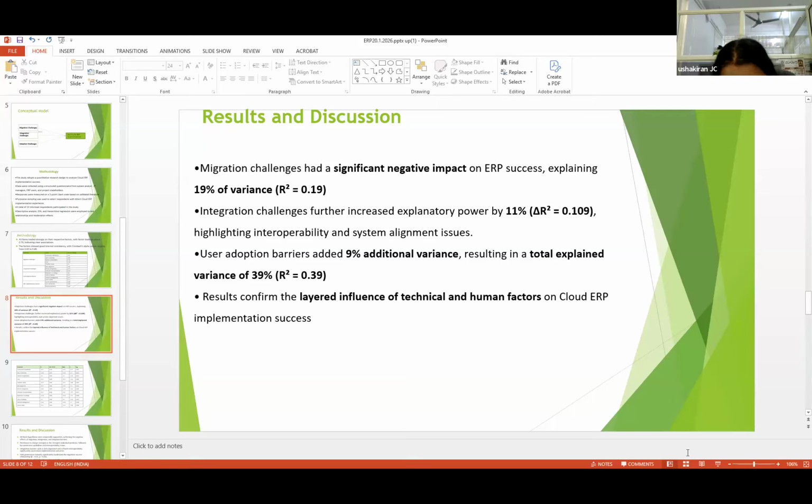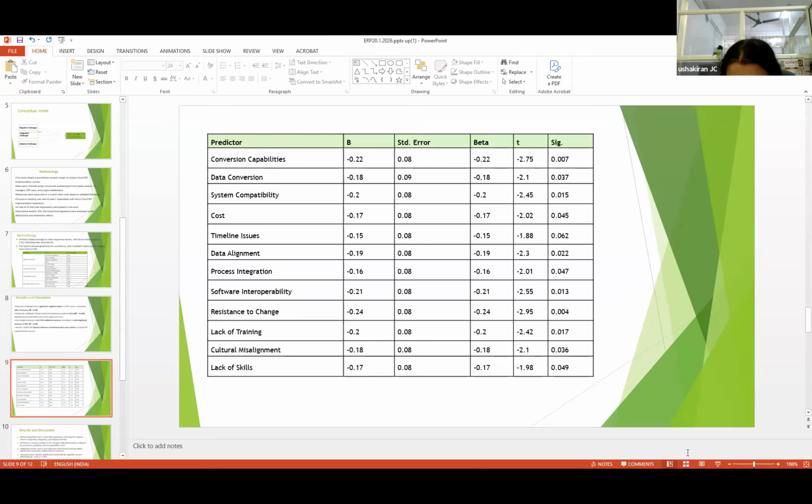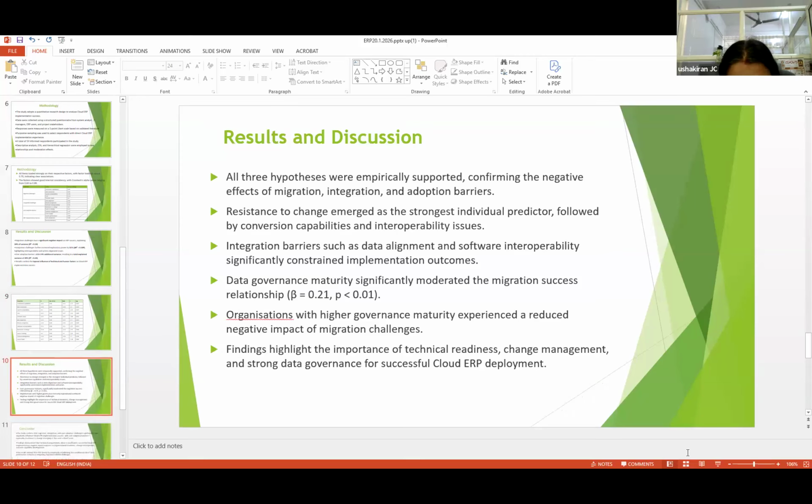So overall, the model explained around 39% of the total variance, confirming the combined influence of technical and human factors on ERP implementation. So these are the results of the hierarchical regression model.